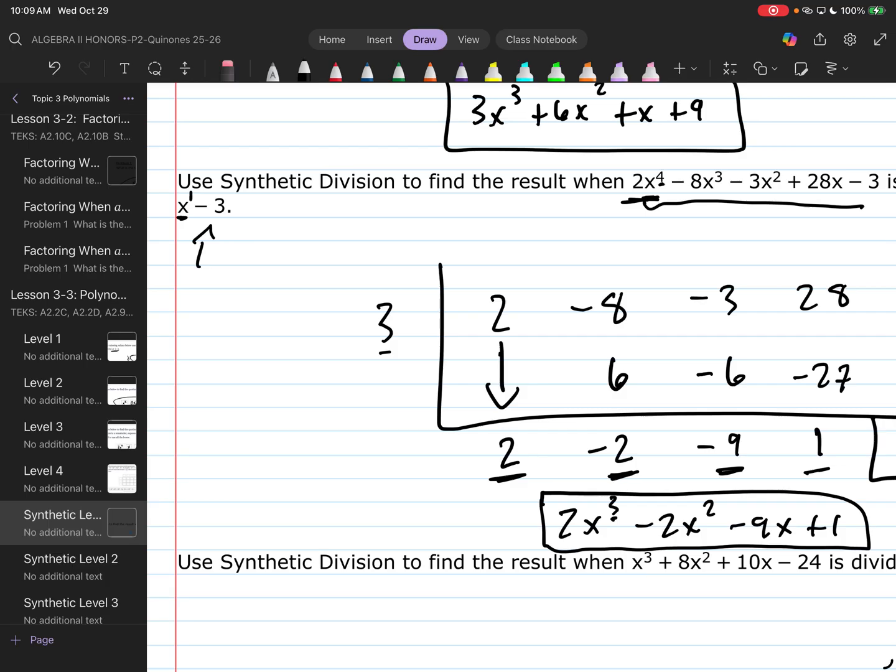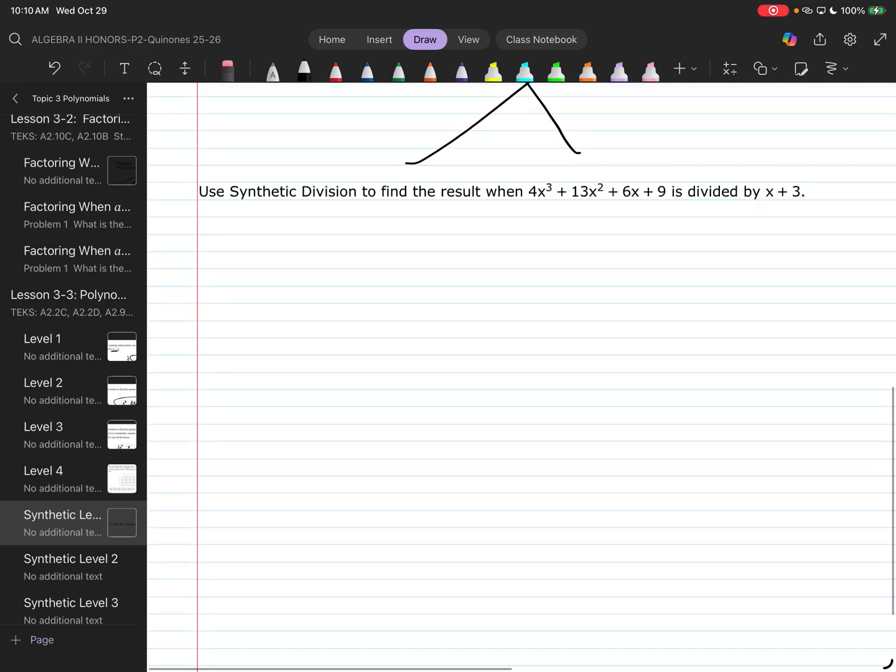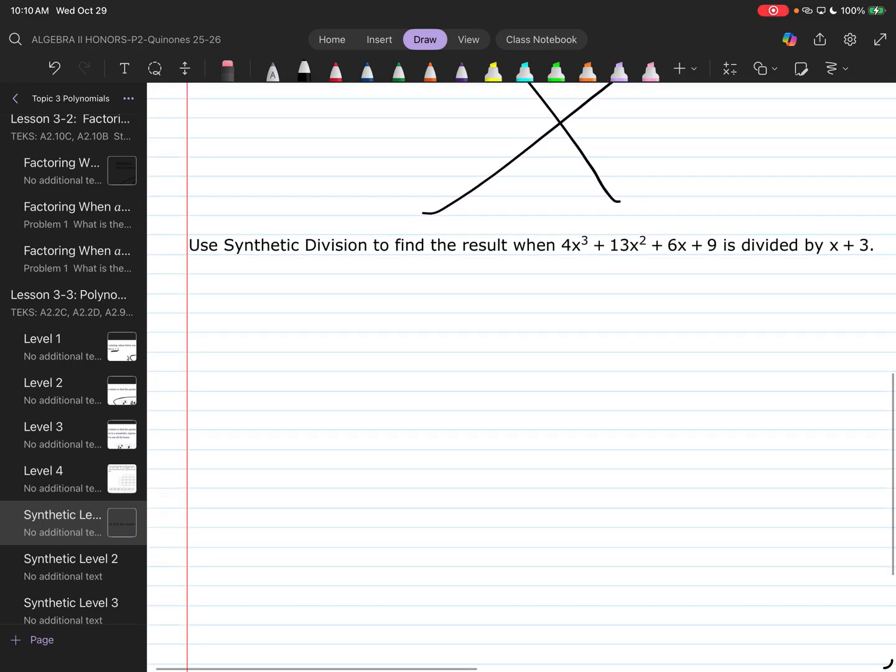Fantastic. Can I answer any other questions? Phenomenal. I want you to try, not this one. This one was a bad problem. Let's try this one and see what you think. 4x to the 3 plus 13x squared plus 6x plus 9 divided by x plus 3. I'm going to give you 90 seconds. These should be in your Delta Math assignment. Well, we'll talk about it afterwards. I'll give you 90 seconds to do it. Go.